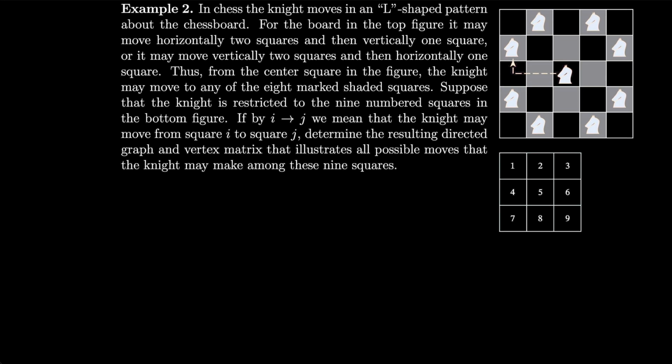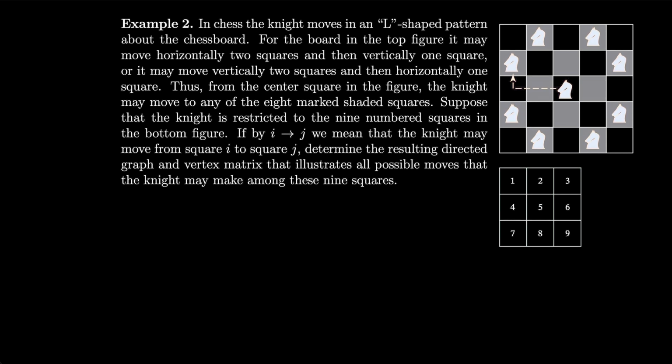Let's do another example. In chess, the knight moves in an L-shaped pattern about the chessboard. For the board in the top figure, it may move horizontally 2 squares and then vertically 1 square, or it may move vertically 2 squares and then horizontally 1 square. Thus, from the center square in the figure, the knight may move to any of the 8 marked shaded squares. Suppose that the knight is restricted to the 9 numbered squares in the bottom figure. And if by i to j we mean that the knight may move from square i to square j, let's determine the resulting directed graph and vertex matrix that illustrates all possible moves that the knight may make among these 9 squares.